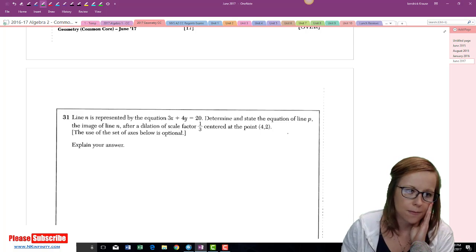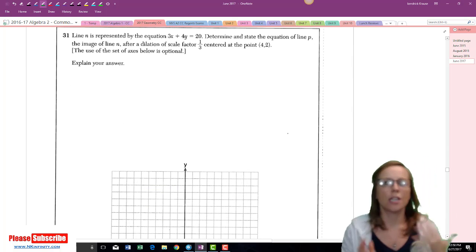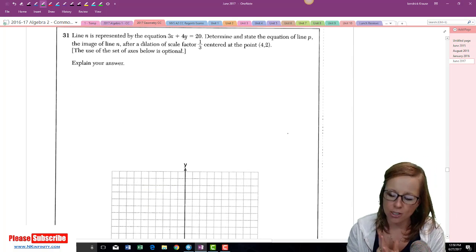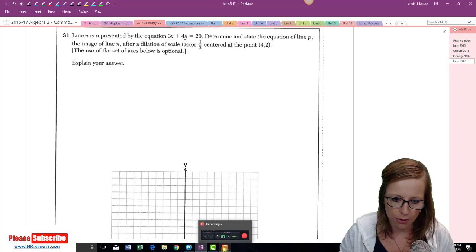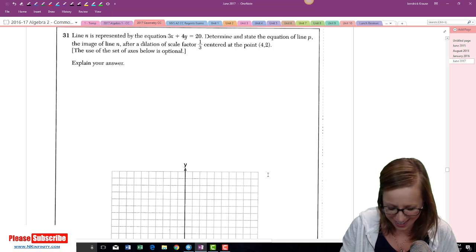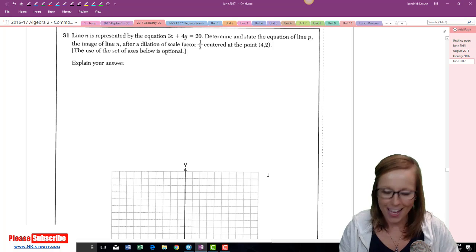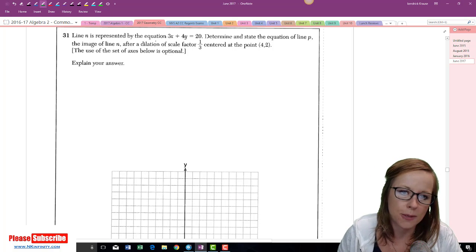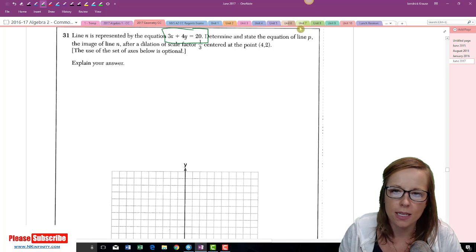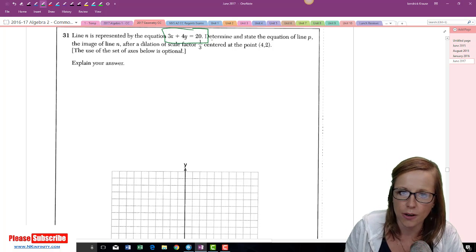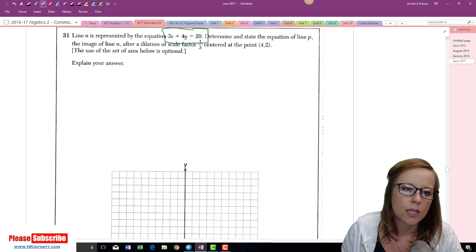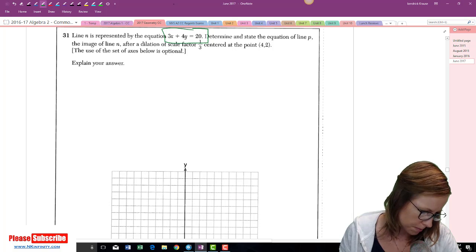All right, 31. Actually an easy question if you know a fact. There's a fact you had to know here, so this is a big deal. I better be recording. Okay. Because I just did way too much. Line N is represented by this equation. So this is my equation. Determine and state the equation of line P, the image of line N, after a dilation of scale factor 1/3 centered at the point 4, 2. The use of the set of axes is optional.